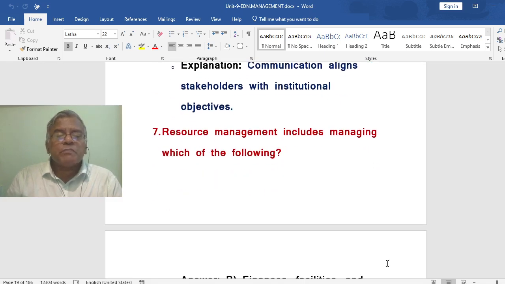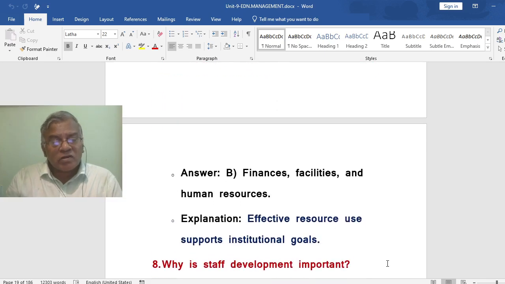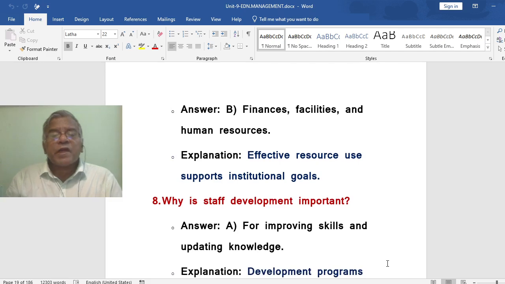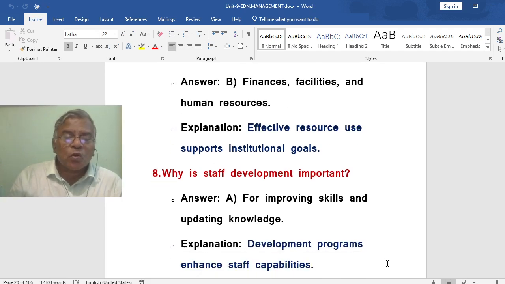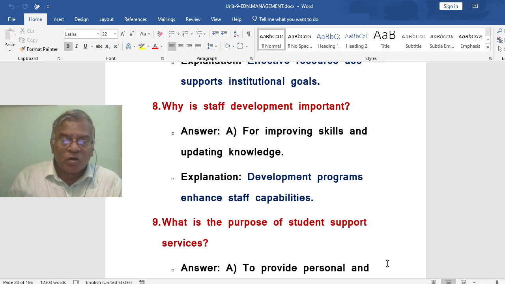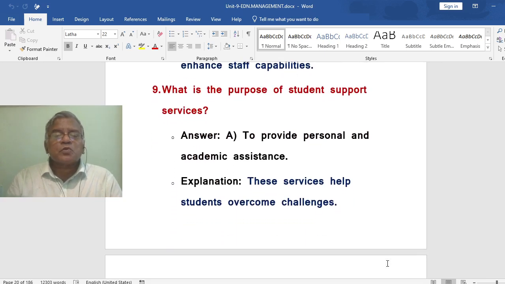Resource management includes managing which of the following: finances, facilities and human resources. These things are all about resource management. Effective resource use supports institutional goals. Why is staff development important? That is for improving skills and updating knowledge. Development programs enhance staff capabilities. What is the purpose of student support services? The purpose of student support services is to provide personal and academic assistance. These services help students overcome the problems in their education or challenges in their learning.